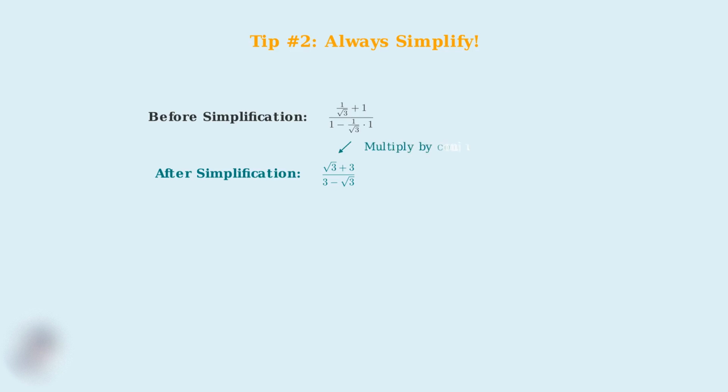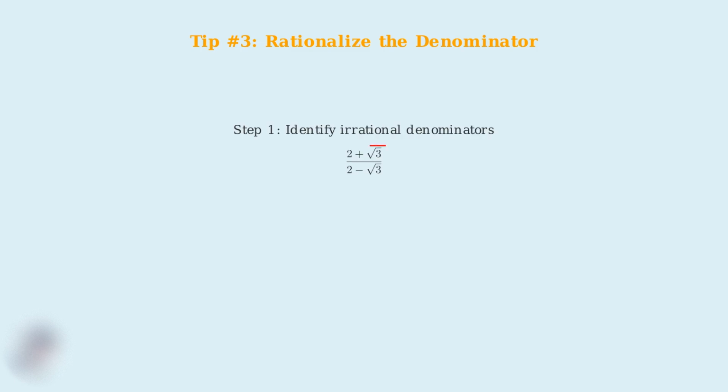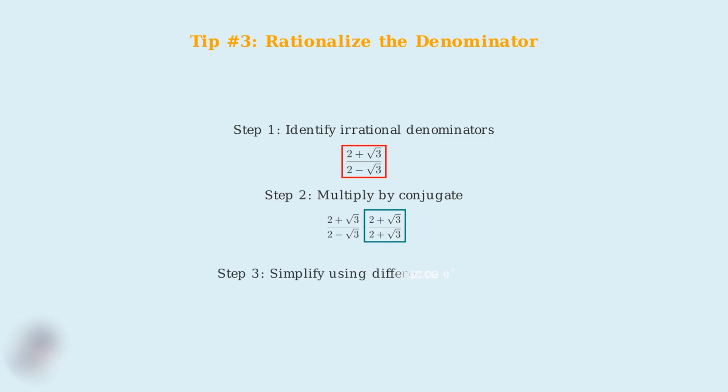The key simplification technique here is multiplying both numerator and denominator by the conjugate to eliminate square roots from the denominator. When your final answer has square roots in the denominator, you need to rationalize. This means eliminating the square root from the bottom of the fraction. Multiply both numerator and denominator by the conjugate of the denominator. The conjugate of 2 minus square root 3 is 2 plus square root 3. The denominator becomes 4 minus 3, which equals 1, giving us a clean, rational result.